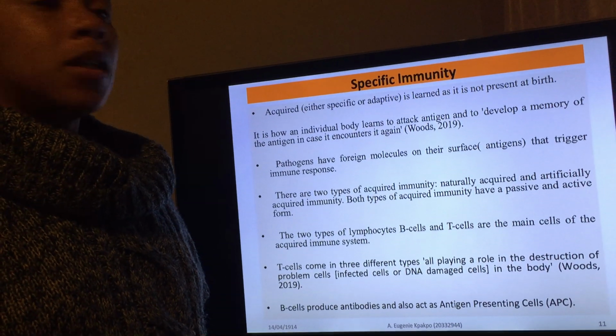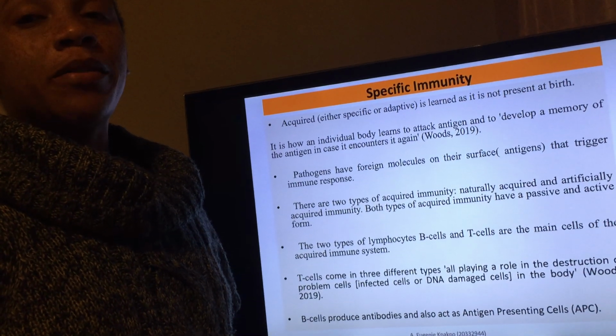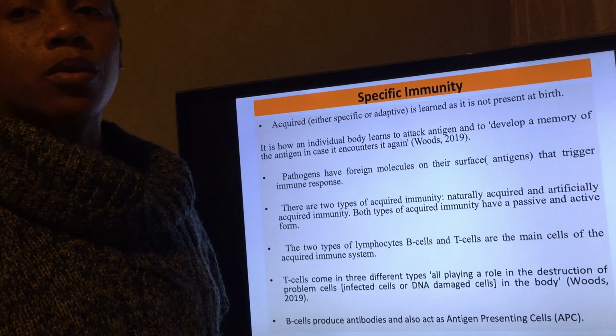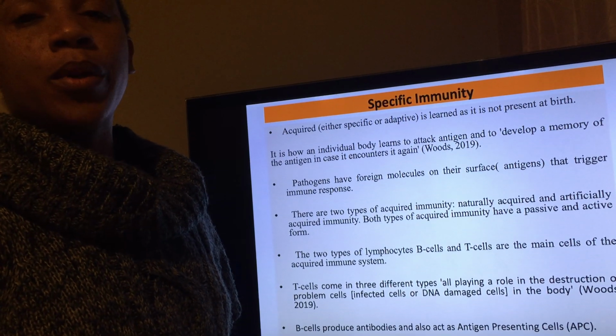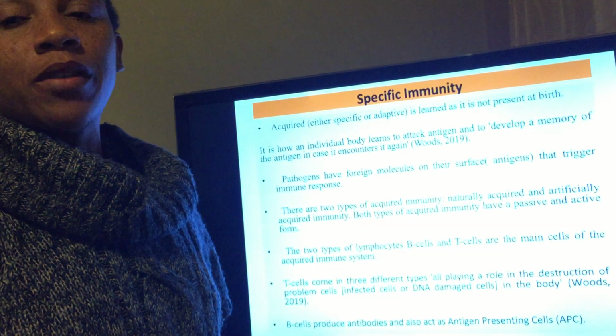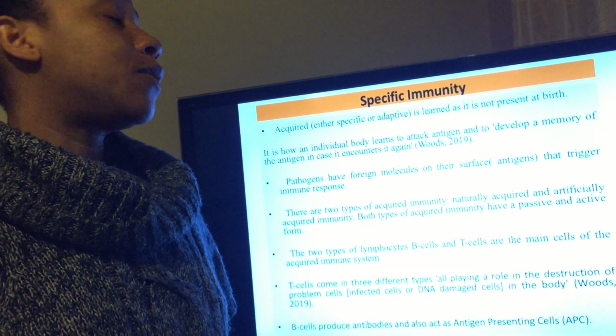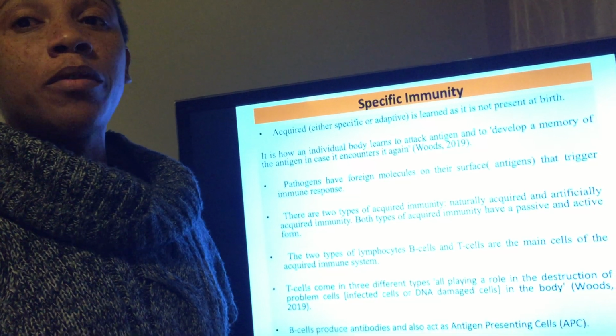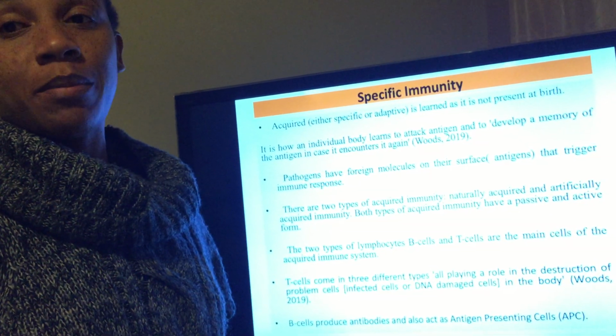Acquired immunity. This immunity is learned by fighting microbes, through antigen recognition. Antigens are foreign molecules on pathogens that provoke an immune response. We have naturally acquired immunity and artificially acquired immunity. Both types of immunity have an active and passive form.